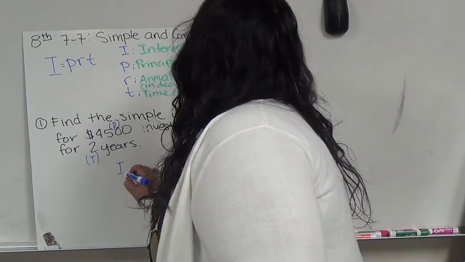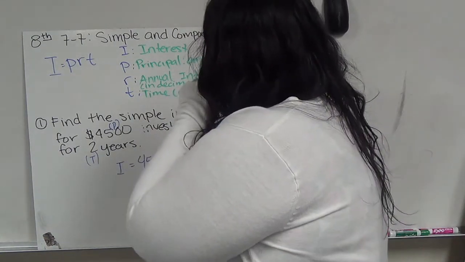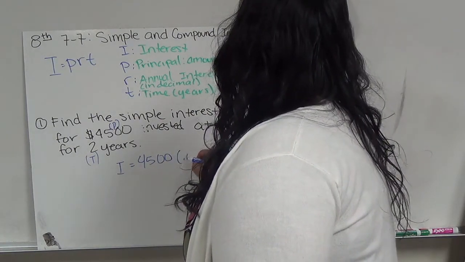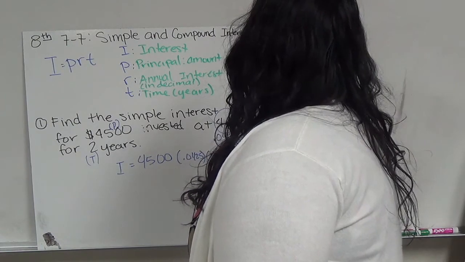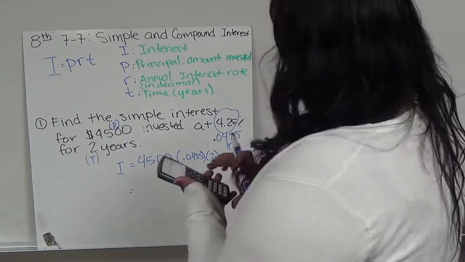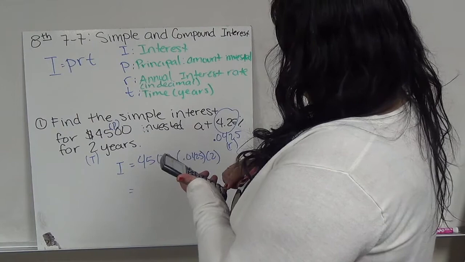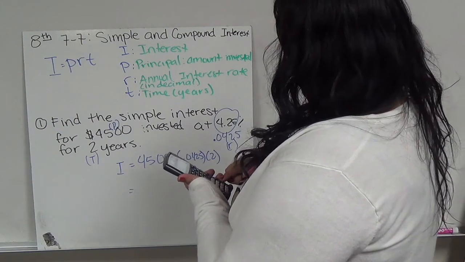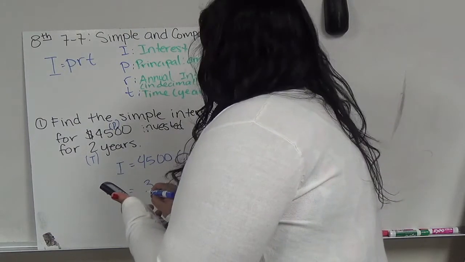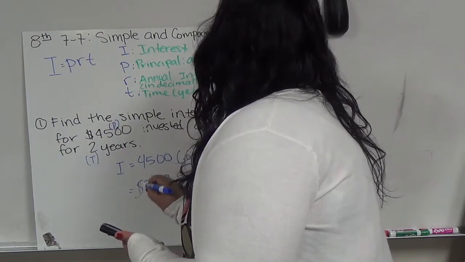time, and I'm looking for how much interest I'm going to make. So, I equals my principal, 4,500, times my rate, which is 0.0425, times 2 years. So, let's do the math. 4,500 times 0.0425 times 2, which gives me 382.5.